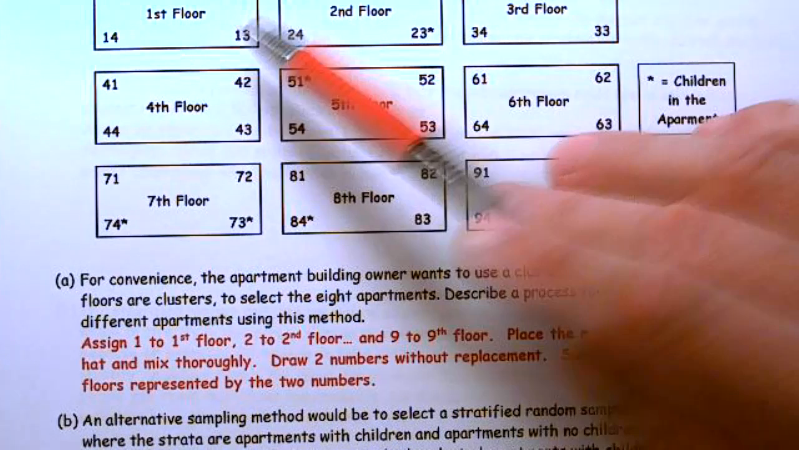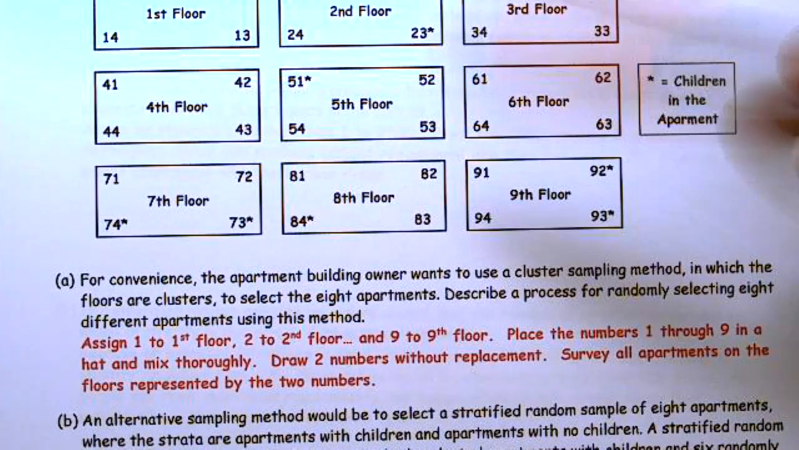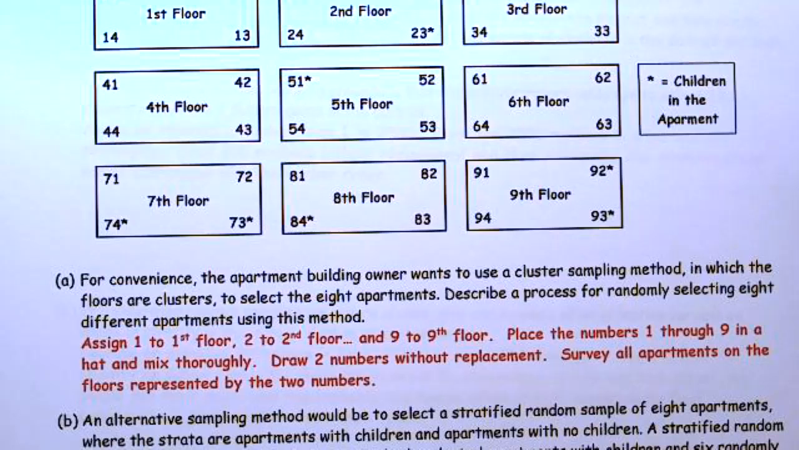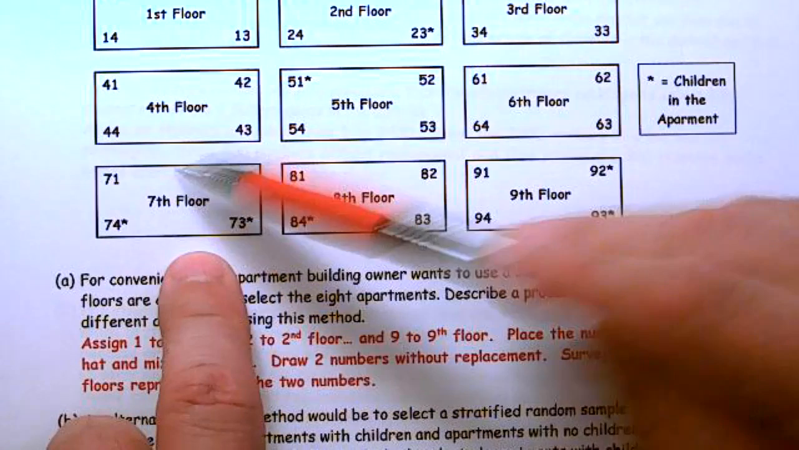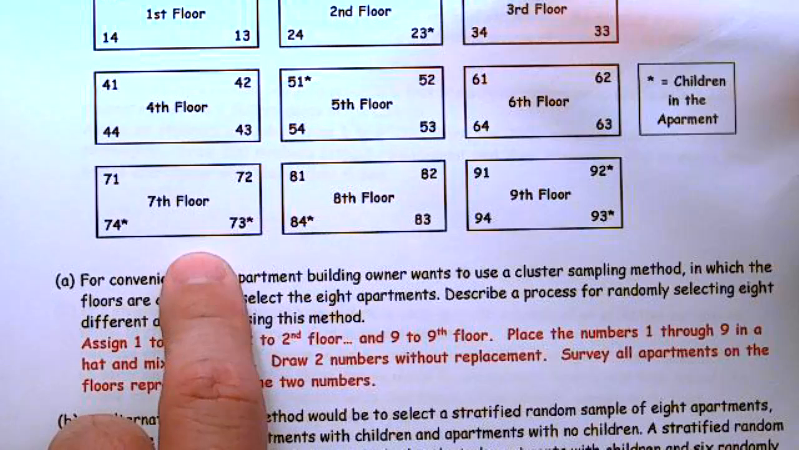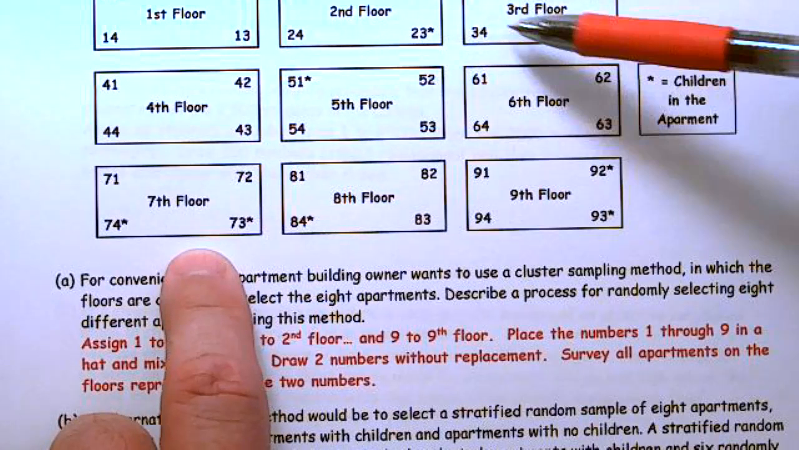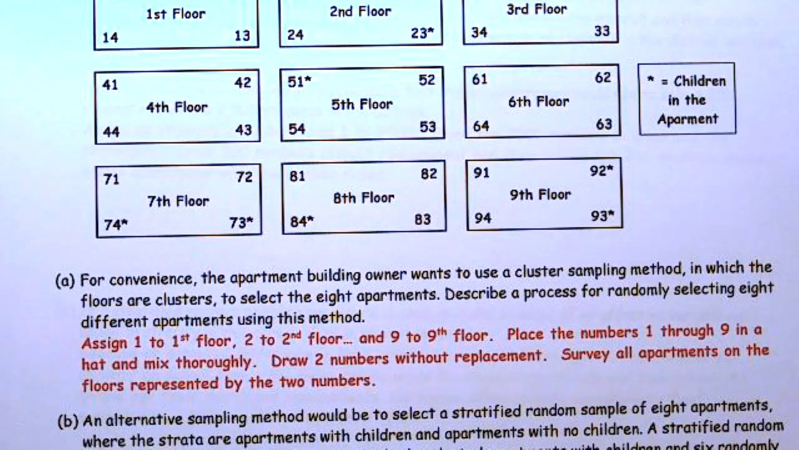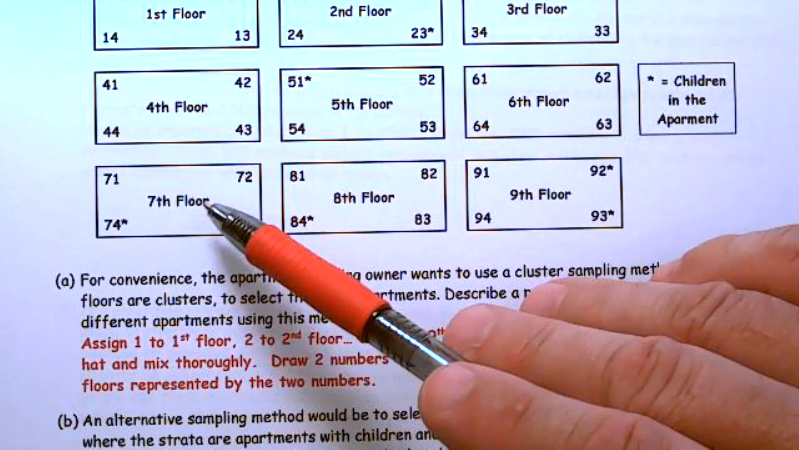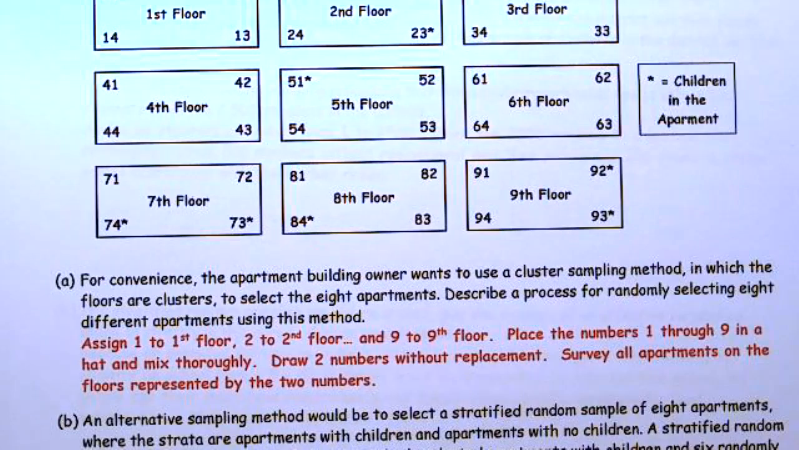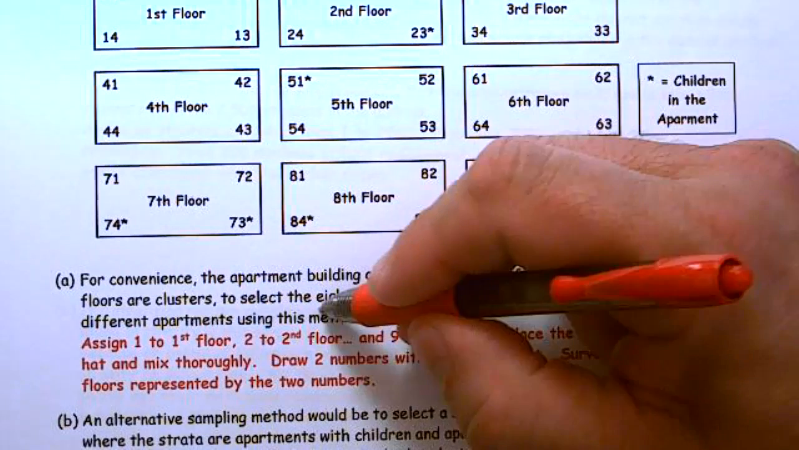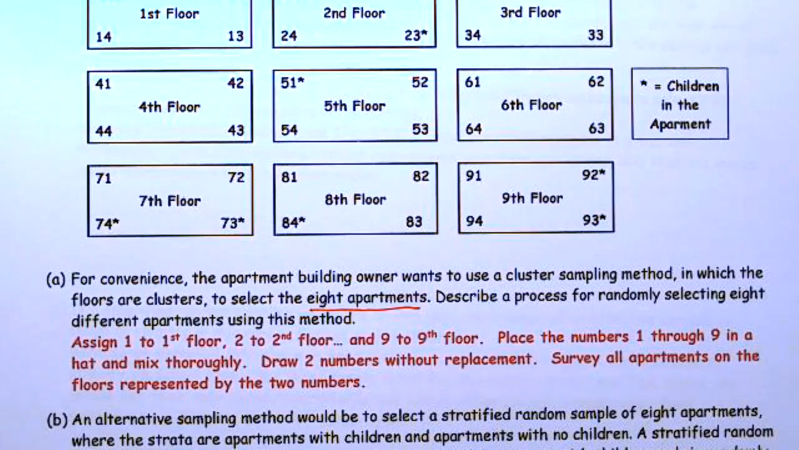I'd put all the numbers 1 through 9, representing each floor, in the hat, draw 2, and whatever I got, I would survey those. If I got the 7th and the 3rd, I would survey 71, 72, 73, and 74, and 31, 32, 33, and 34. Remember, with a cluster, you survey everything in that cluster. So if I select 7, I have to survey everyone on the 7th floor. If I select the 3rd, I have to survey everyone on the 3rd floor. And since they wanted 8 apartments, I had to choose 2 floors.